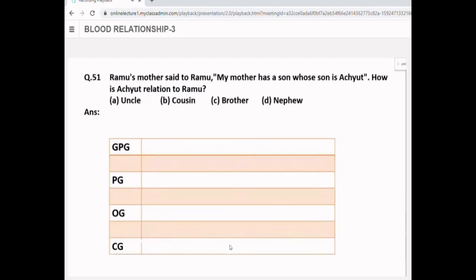Let's see now here. Ramu's mother. Okay. Ramu's mother said to Ramu. So I've made that green arrow. Ramu's mother. Anyway, there is a relation. Mother and the son. Ramu's mother said to Ramu, my mother. Who is saying this? Mother is saying my mother. So one line up. That means Ramu's grandmother has a son. Whose son is Achyut. How is Achyut in relation to Ramu?